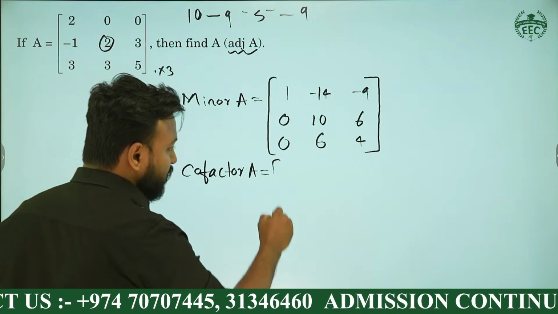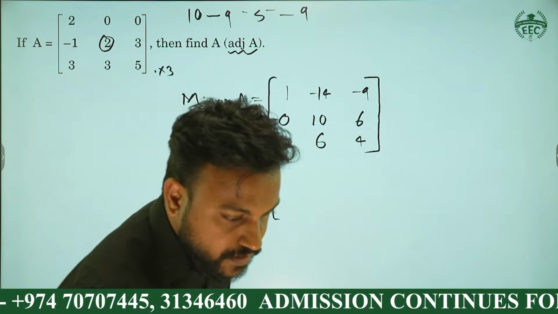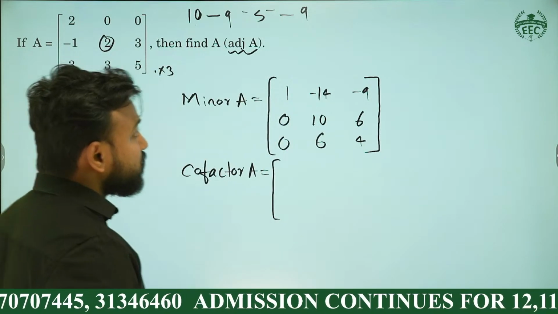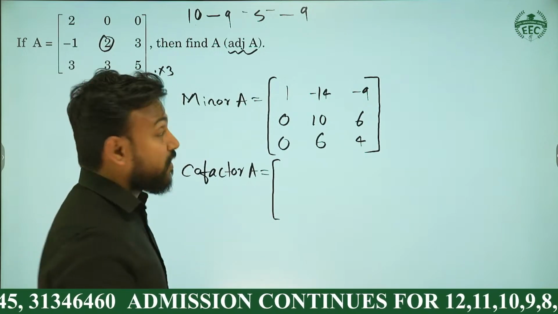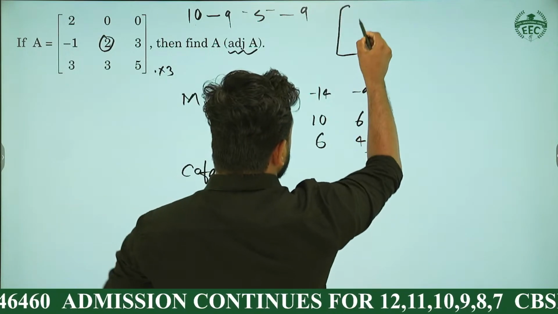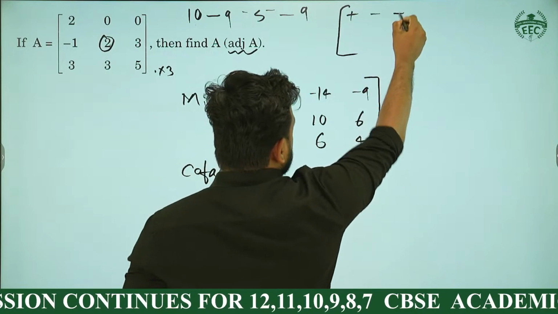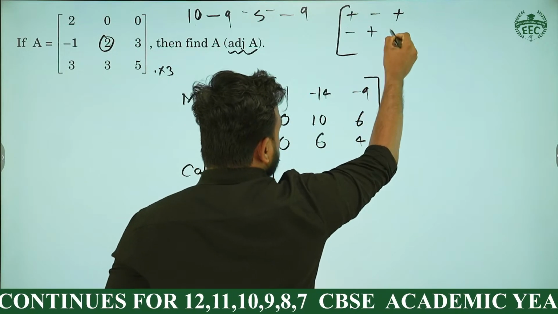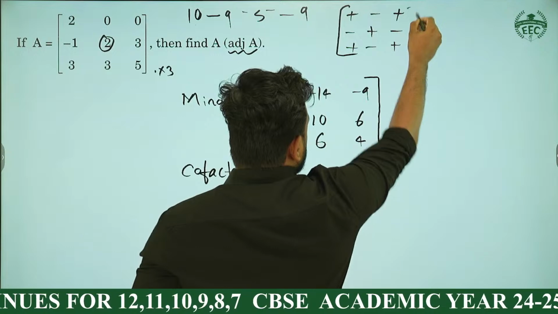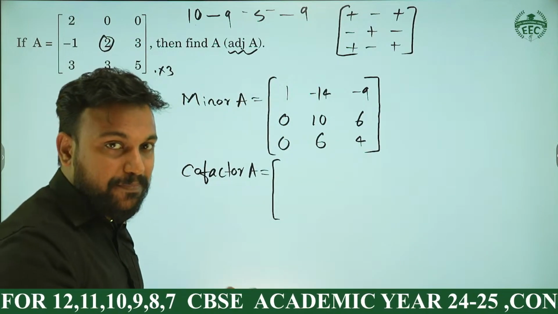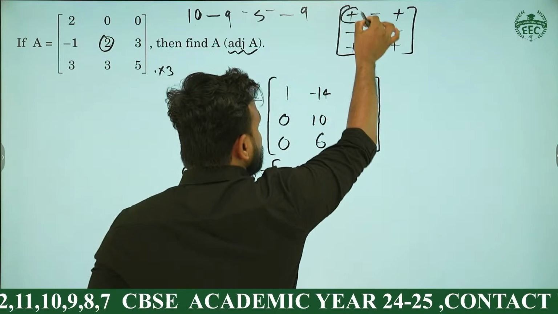Then you want to find the cofactor. You can do it with me, right? After that, you want to find the cofactor. There is an easy way to find the cofactor. If you have a 3 by 3 matrix, you should write this. You should remember this pattern: plus minus plus, minus plus minus, plus minus plus. So you have to multiply the corresponding terms with the sign.